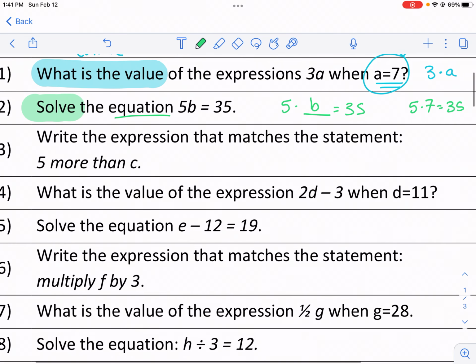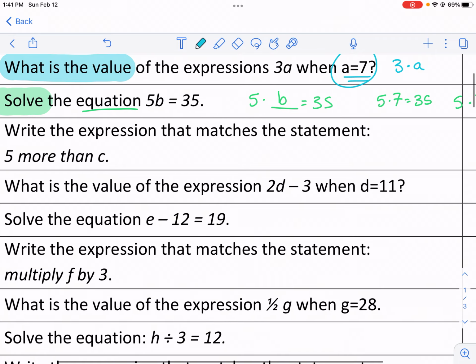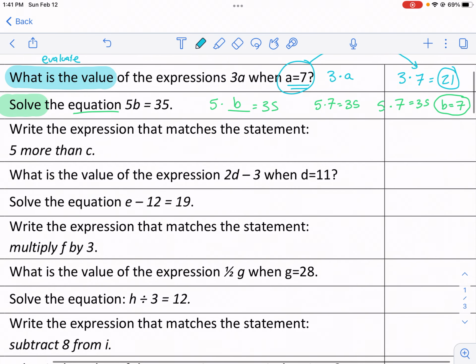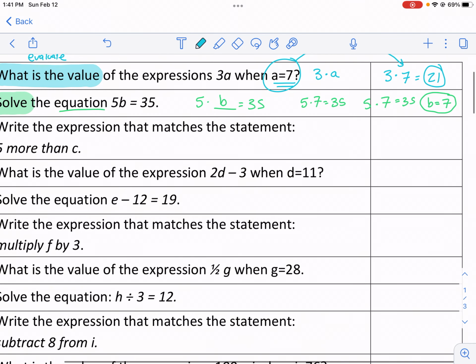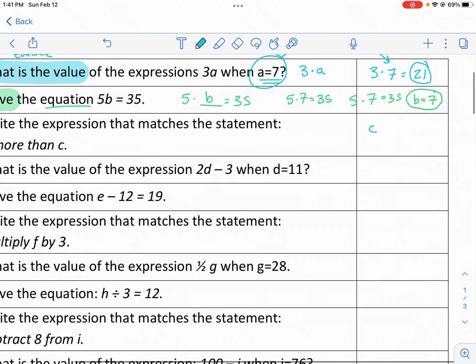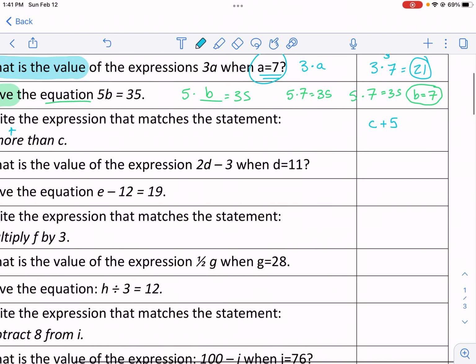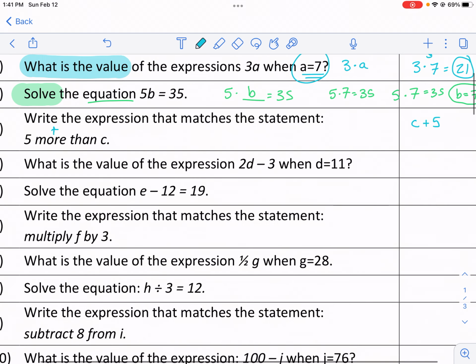Now we're back to expression. Write the expression that matches the statement 5 more than c. Okay, so this one we're not evaluating. We're just changing this to a word. So 5 more than c. So if you see the letter c, that's what we're going to do. And we want 5 more than c. Well, guess what? We're just going to add 5 to it, okay? 5 more, essentially that means add. That's a bad addition sign, but it means add and then 5 more than c, okay? It's not a greater than symbol. That's something else, okay? That's a common mistake I see.